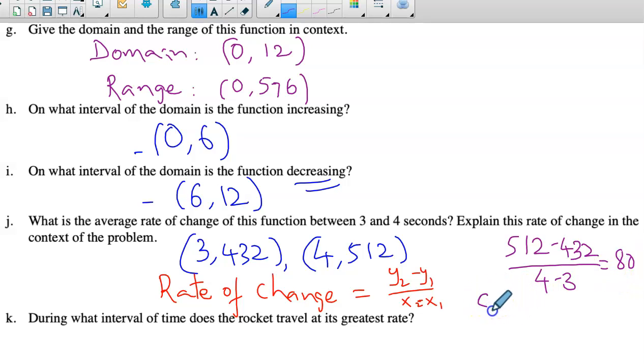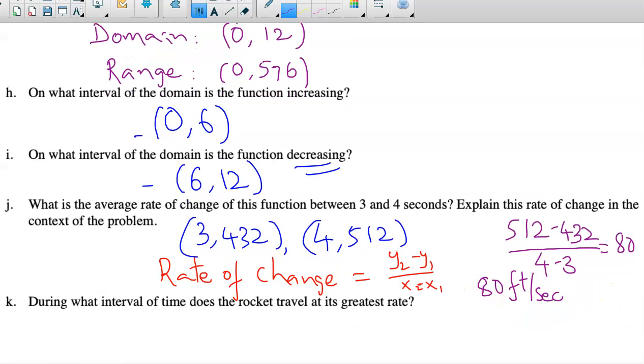That is, it is telling me that from 3 to 4 seconds, during that time, the rate of change of that rocket was 80 feet per second. In 1 second, it is going up at this rate of 80 feet. Okay, that is the thing.